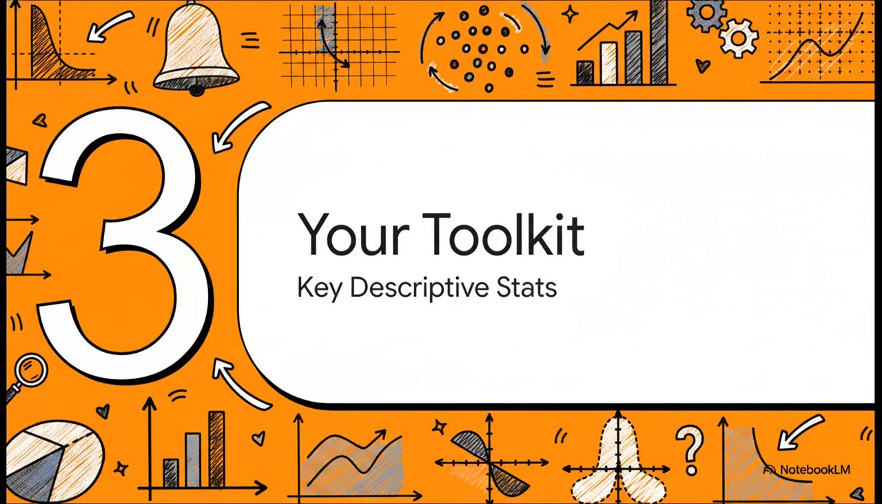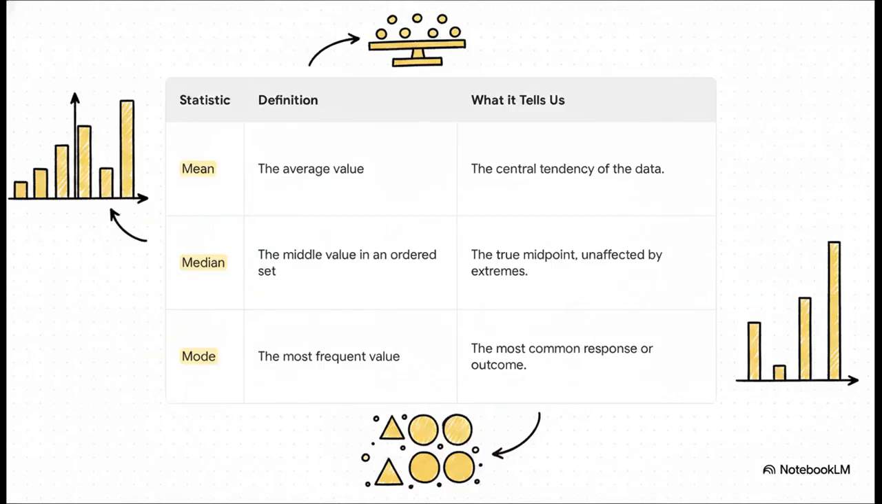So to get that all-important standard error, we first have to really understand the basic shape and feel of our data. And for that, we've got a specific toolkit of descriptive stats. We usually start with what I call the 3 M's. You've got the mean, which is just the plain old average. Then there's the median, the value smack dab in the middle, which is super useful because it doesn't get messed up by a few really high or low numbers. And finally, the mode, which is simply the most common answer you got.